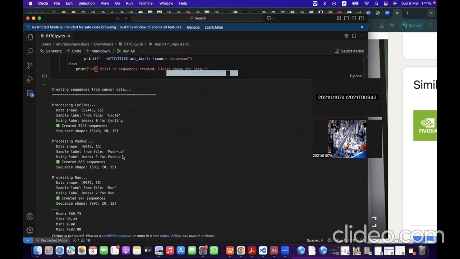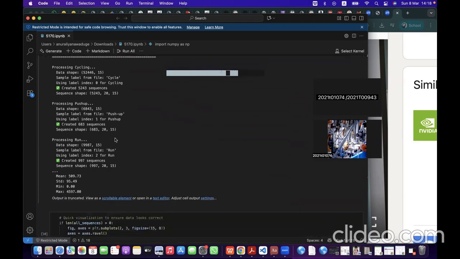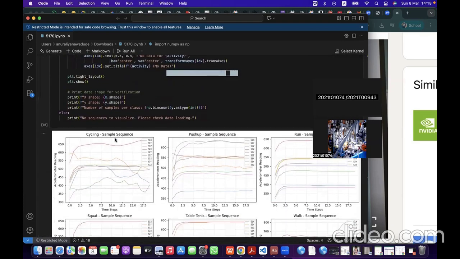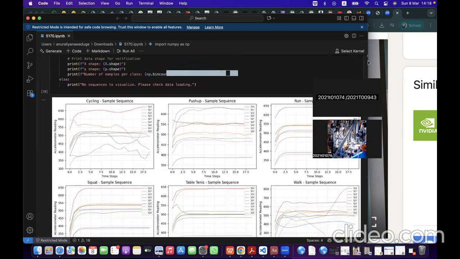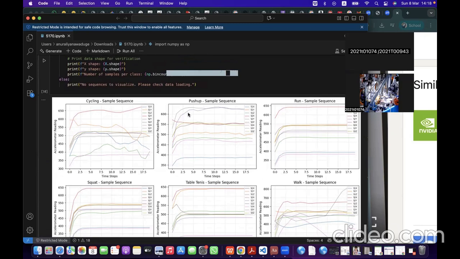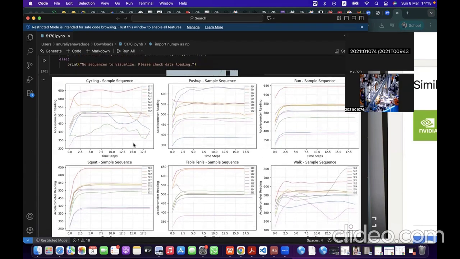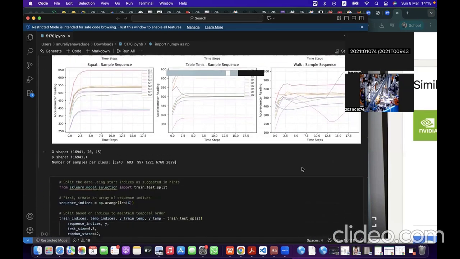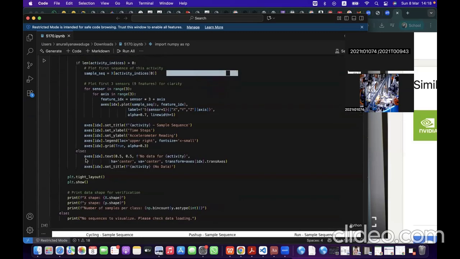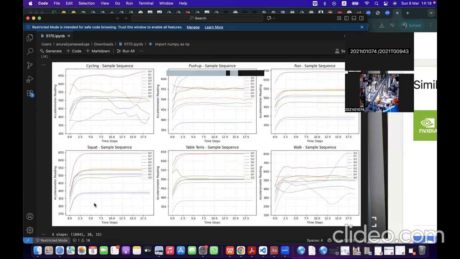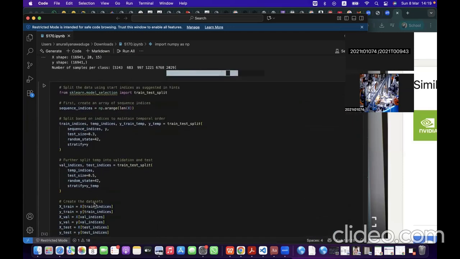You can see how cycling, push up, and run are processed. After that we can see the processing graphs: the cycling sample sequence, push up sample sequence, run sample sequence, squat sample sequence, table tennis sample sequence, and walk sample sequence. You can see the X shape and Y shape using these functions. Then for the scaling and scikit-learn part, I have implemented it by importing train test split.